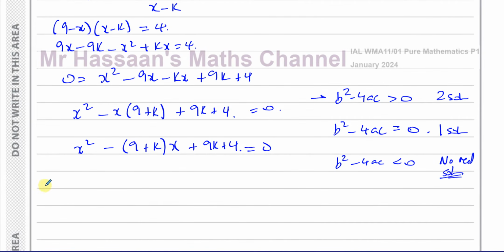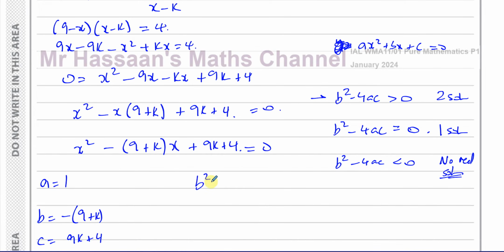So in this case, our a is 1. Remember, it's the equation of a quadratic ax squared plus bx plus c. So a is the coefficient of x squared, which is 1. b is the coefficient of x, which is minus 9 plus k. And c is the constant, which is 9k plus 4. So we want b squared minus 4ac to be less than 0, and we've got to find the values of k for which this inequality is true.